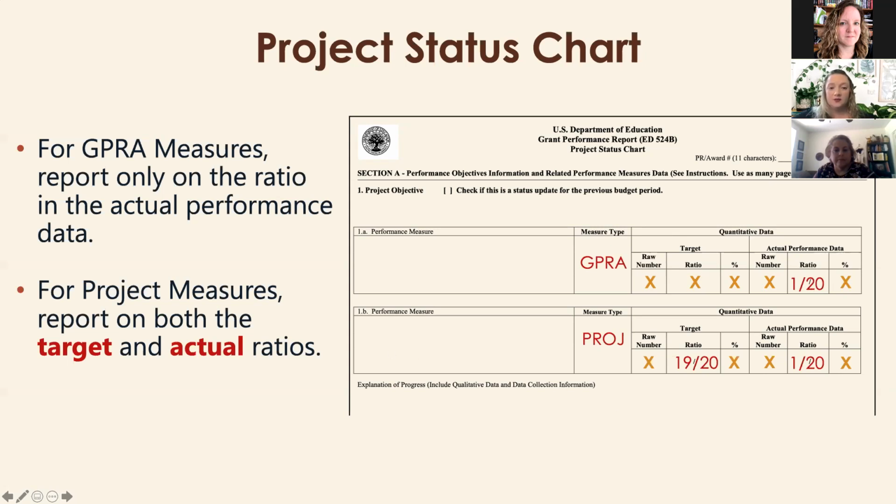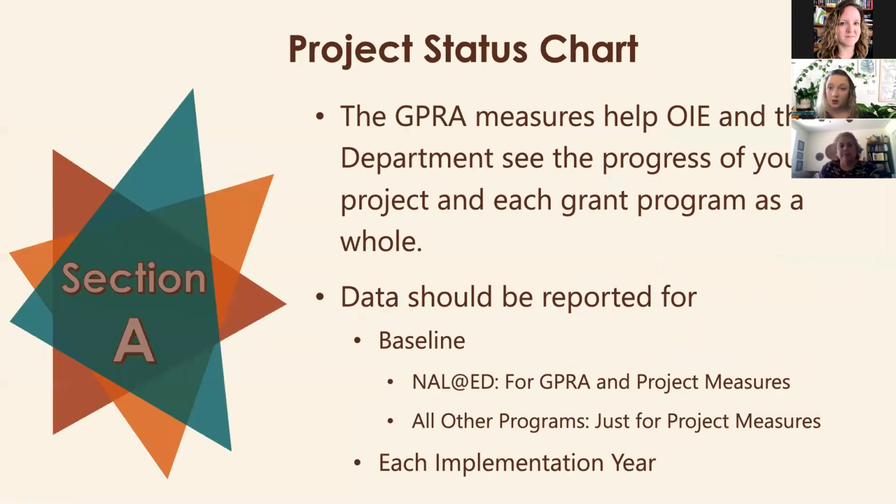Then you'll see the second example is a project measure. So you'll write project there, just PROJ. For this one, for project measures, the ones that are specific to your grant, you're going to be doing target and actual. But again, you'll just be providing the ratios for each. The system will auto-calculate the percentage for you. So that's all you have to enter in G5, and it will take care of all the rest for you. So I want to look at a couple of examples of what that will look like for each of you as well.